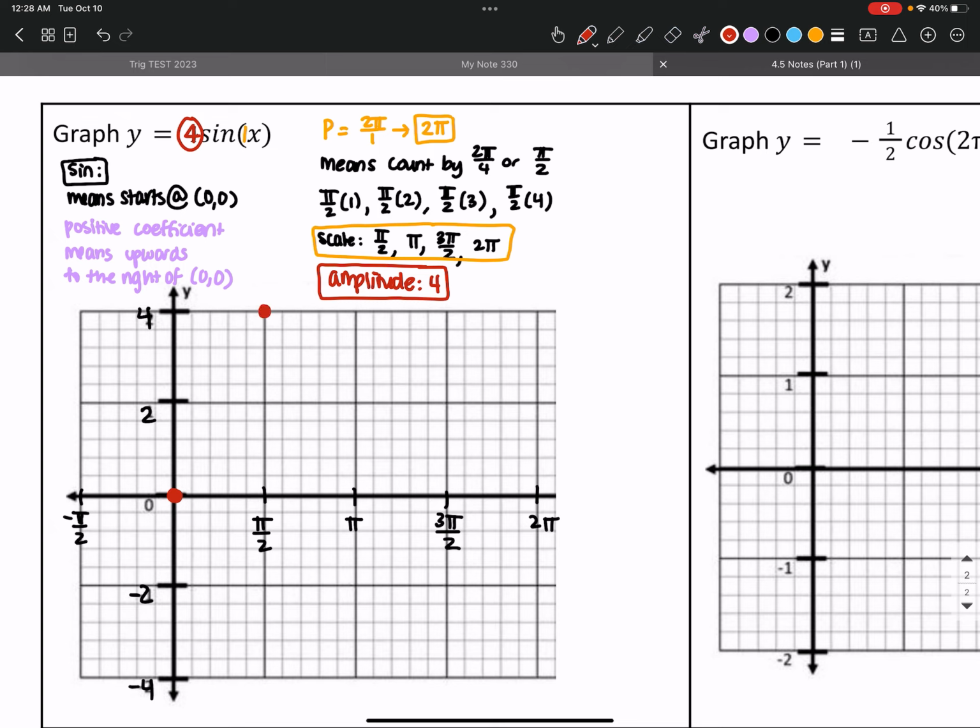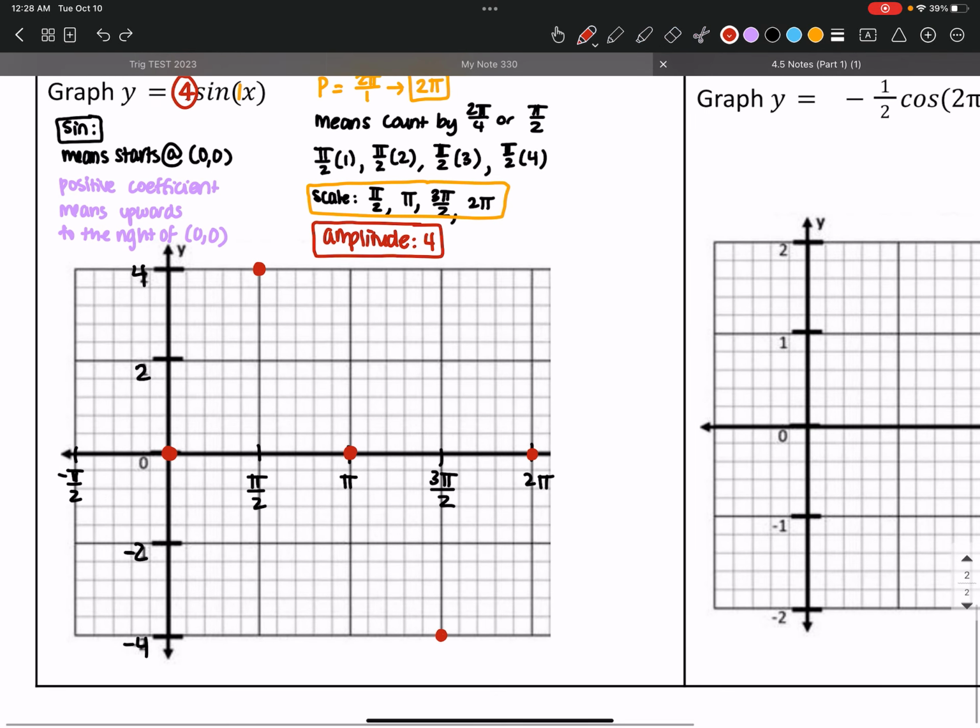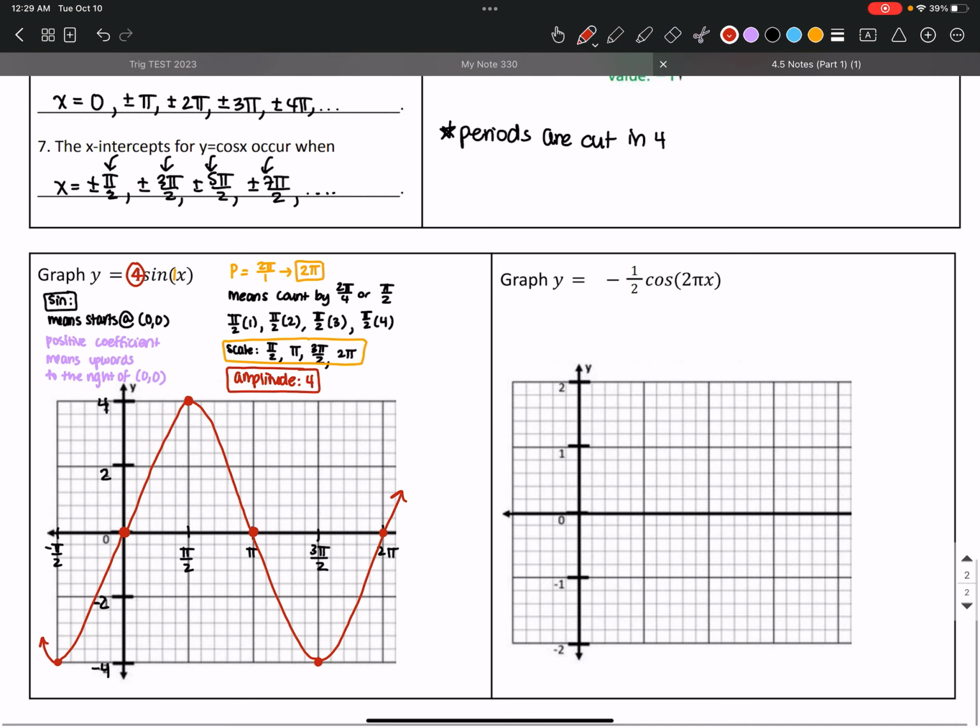I'm going upwards because of this. And then at pi, I'm going to have an x-intercept here. At 3 pi over 2, I'm going to be at negative 4. And at 2 pi, I'm going to be at y equals 0. And then if I were to put something on negative pi over 2, I would continue that pattern, and it would mean that I was going to be at negative 4. And so when I connect the pieces of this graph, this is what my waves will look like. They're not perfect. They should not be straight in any way. They should just be curves. And that's what my graph will look like.